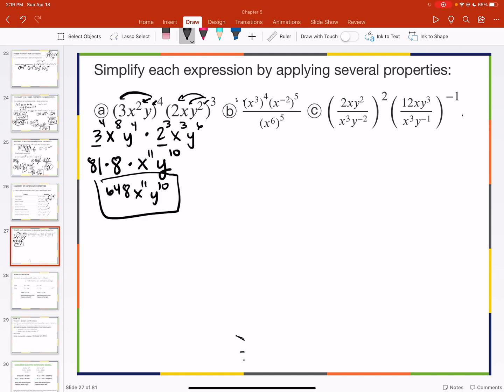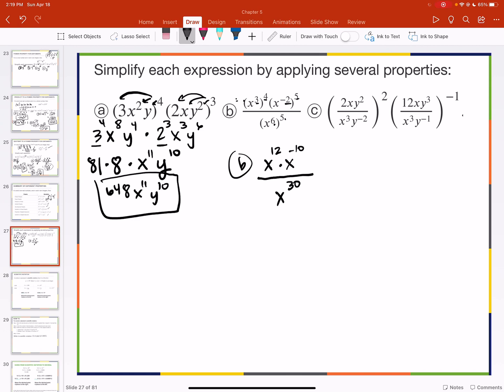Alrighty. For part B, we have x cubed to the 4th, so that's x to the 12th because we're multiplying. 3 times 4 is 12. Okay, negative 2 times 5, that's x to the negative 10, all over, and then 6 times 5 is 30, x to the 30th power.